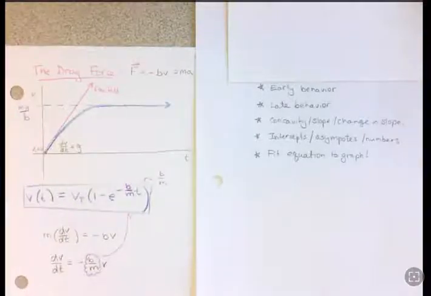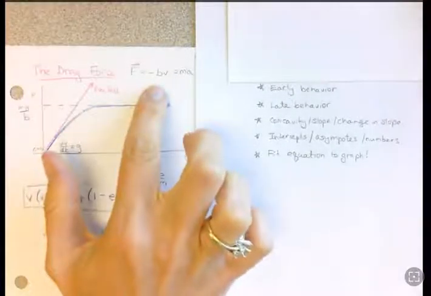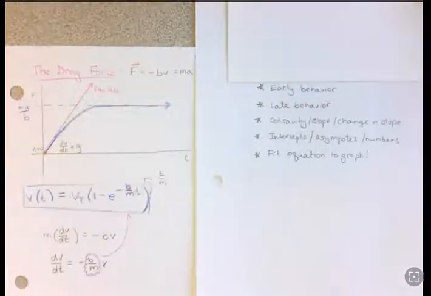Welcome to the drag force, part 2, where we use first-year calculus and u substitution the way the AP grader wants you to find an equation for the velocity of a projectile in the air on its way down, experiencing a drag force directly proportional to its velocity.